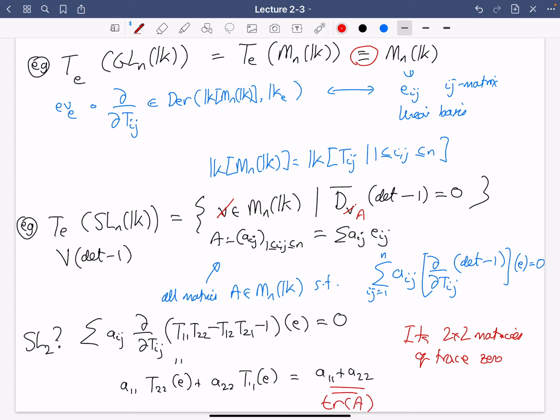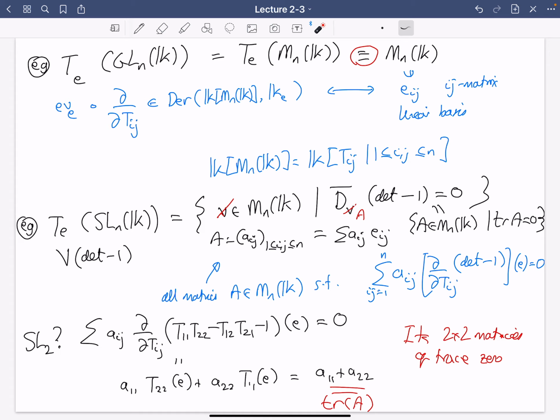And I just did SL2 because it was easy, but if you think about the definition of determinant in general, it's exactly the same picture. This tangent space for the closed subvariety SLN of k inside GLN of k, it's all A in Mn of k, such that trace of A is 0. So the tangent space to SLN at the identity, it's the closed subspace of the tangent space of GLN corresponding to all the matrices of trace 0.